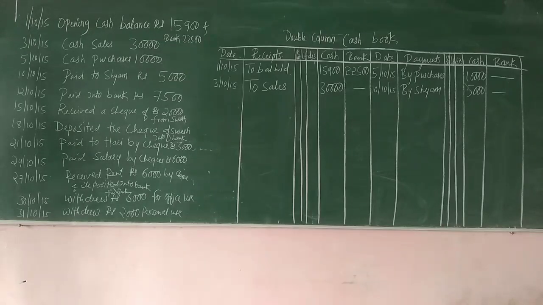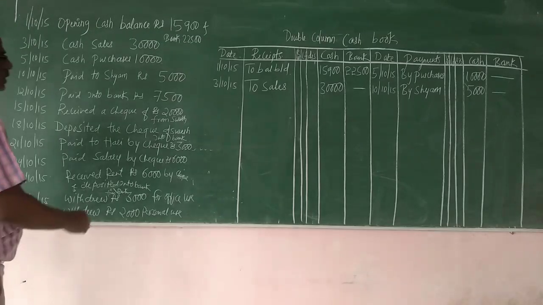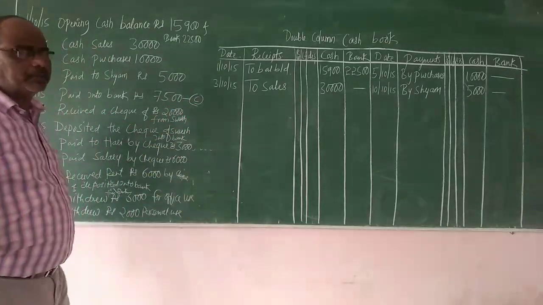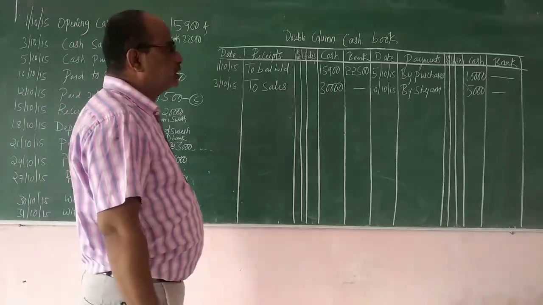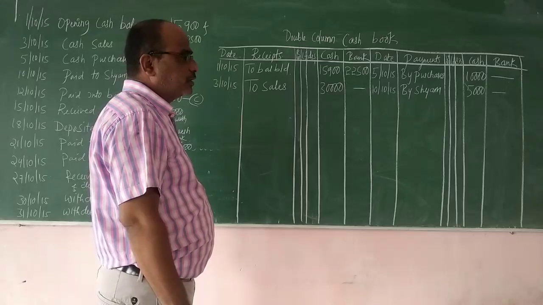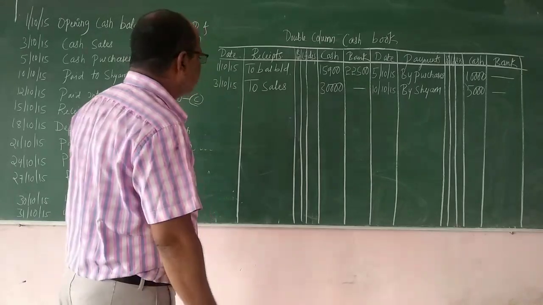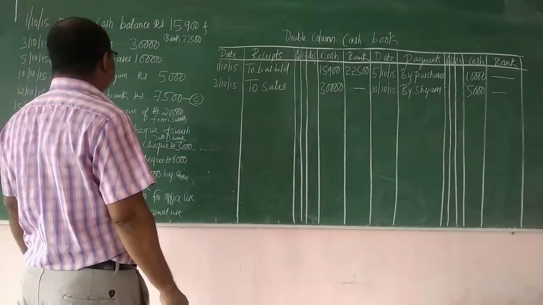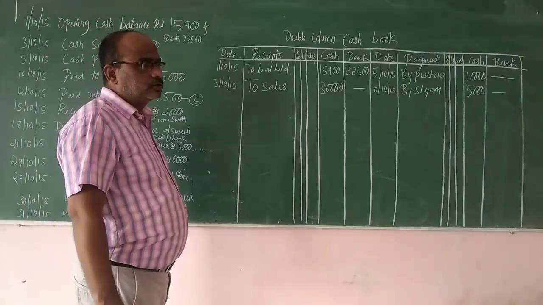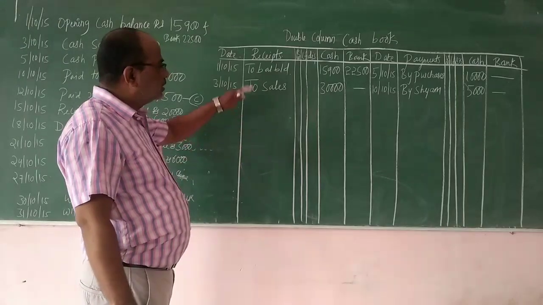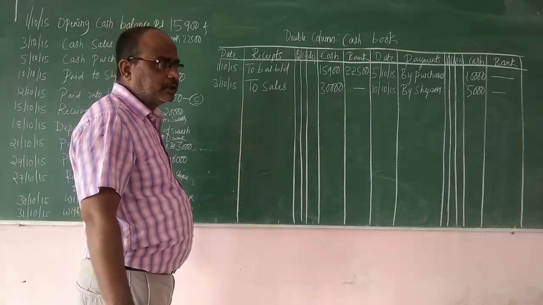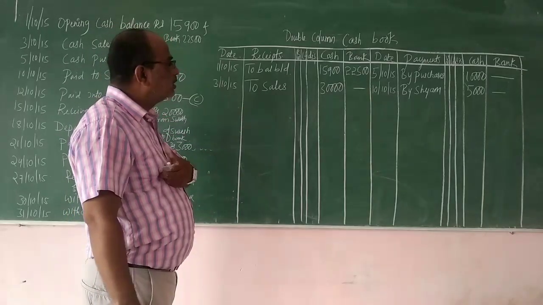12/10/2015 paid to bank rupees 7,500. This is a contra entry. So it will affect both bank balance as well as cash balance. If cash balance decreases, bank balance increases. If bank balance decreases, cash balance will increase. Such entries are called contra entries. Now if you are paying 7,500 into bank, definitely it will become less in cash and more in bank. Your bank balance will increase and your cash balance will decrease.